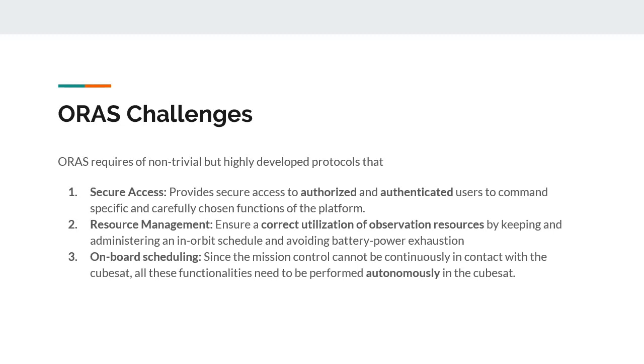Since the mission control cannot be continuously in contact with the CubeSat, all functionalities, particularly scheduling decisions, have to be performed autonomously by the CubeSat. This means that if a user asks me to take a picture of a given region of the world in such a way that the storage I would need to store such an acquisition is not available at that time, the satellite has to be smart and autonomous enough to deny such a command for the user commanding the satellite at that moment. And this has to be done, again, without intervention from the main ground station, the main mission control center.